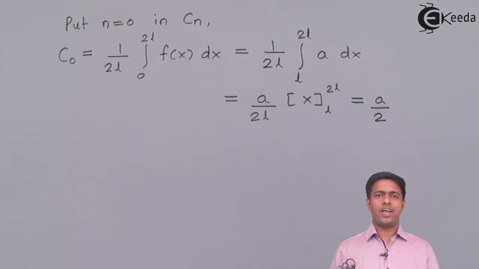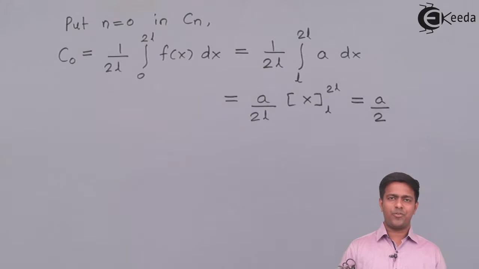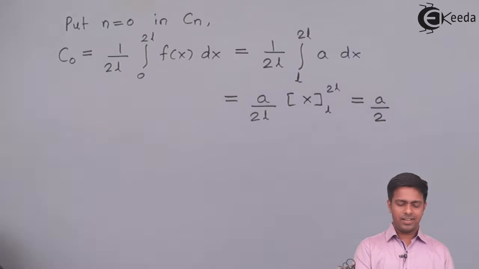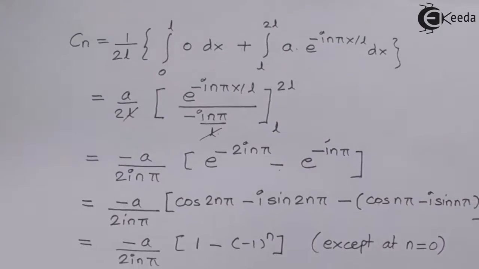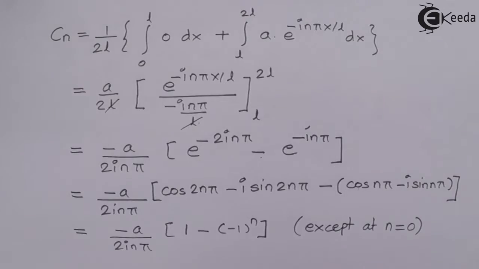So guys, we got the value of Cn at n equal to 0. Now we have to find out the value of Cn, this value of Cn for all positive.